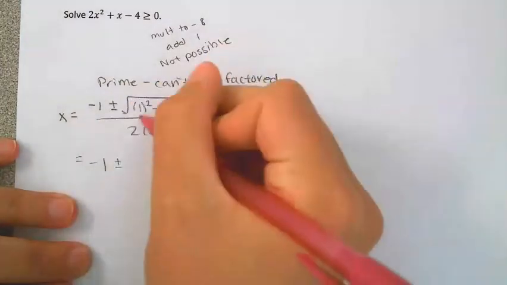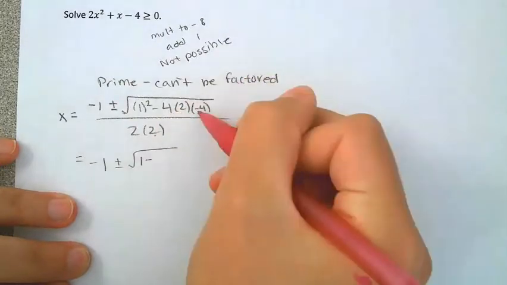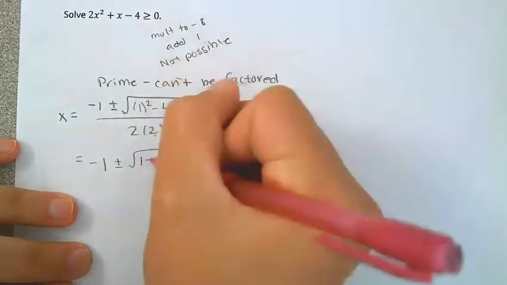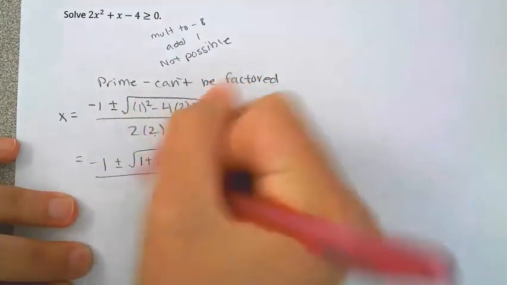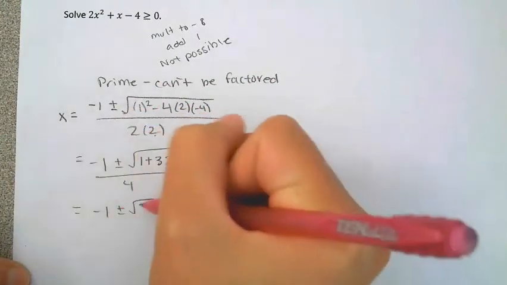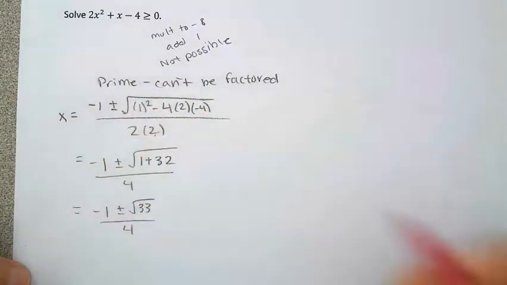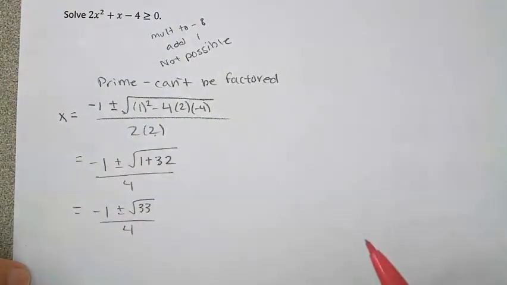I'm going to simplify what's under the square root to start. So this is 1 minus, so 4 times 4 is 16, times 2 is 32, and it's actually going to be plus because I have two negatives, and then over 4. So I get negative 1 plus or minus the square root of 33 over 4. And I can no longer simplify this any further.